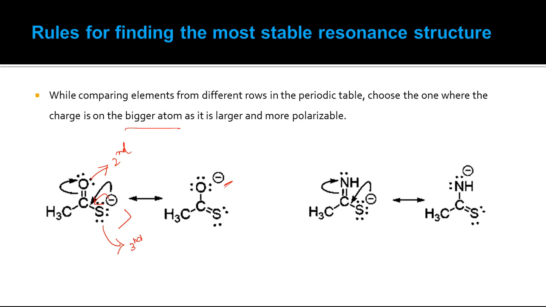Similarly, another example, an analogous type of example, only in place of C double bond O, now we have C double bond NH, but here also the first structure, which is carrying the negative charge on the larger atom, will be more stable.